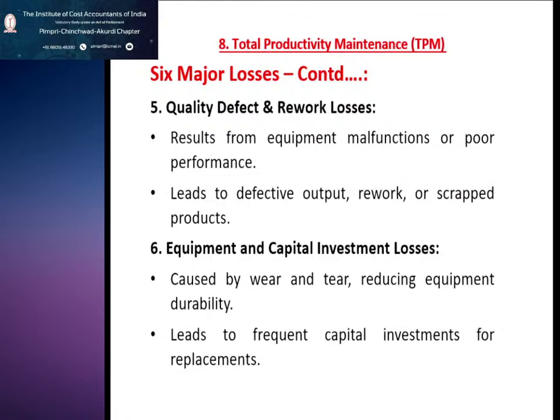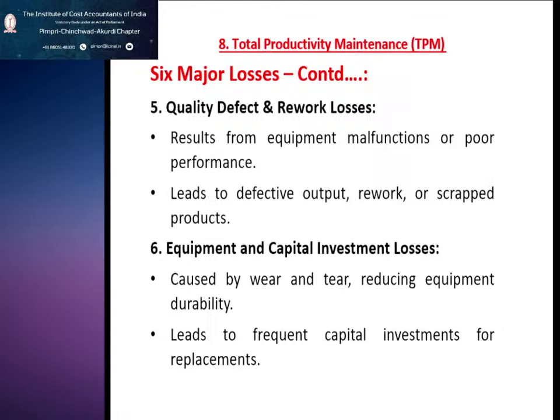Fifth major loss is about quality defect and rework losses. This results from equipment malfunctions or poor performance and leads to defective output, rework or scrapping of the products that are getting defectively produced. And the sixth major loss is the equipment and capital investment losses because of wear and tear, depreciation, breakdowns, replacements, maintenance. Repetitive maintenance reduces an equipment's durability. Durability means ensuring the working condition over a longer period of time, and that may get impacted.